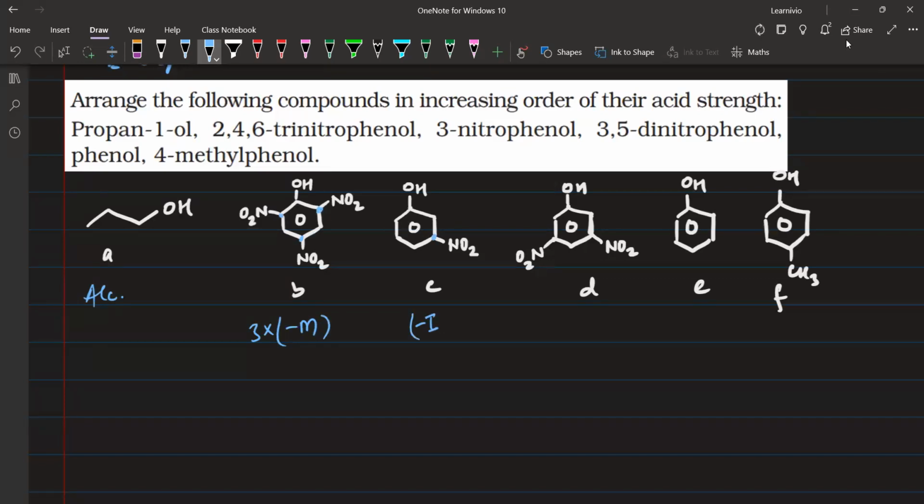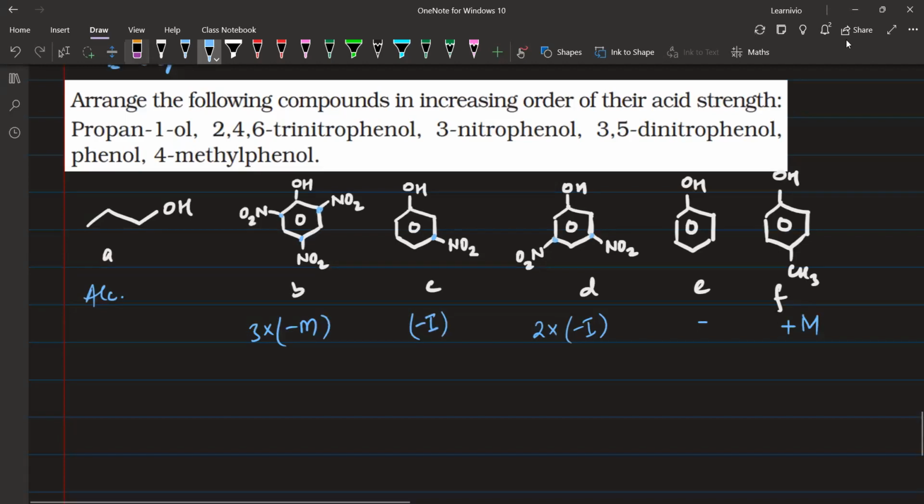Similar is the case for D1. In the D, but we have 2 NO2 groups in the meta. This is also meta, this is also meta. So both of them are going to show -I effect, but there are 2. That's why I multiply with this. I will multiply this with 2. Phenol, I will say that it is 0. Now, if I look at CH3, it is going to be +M.